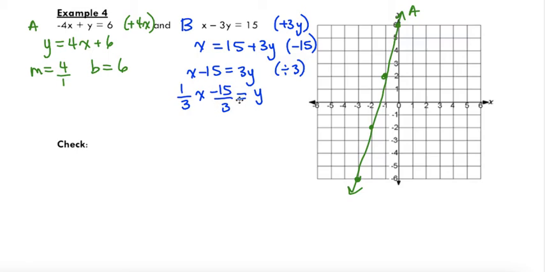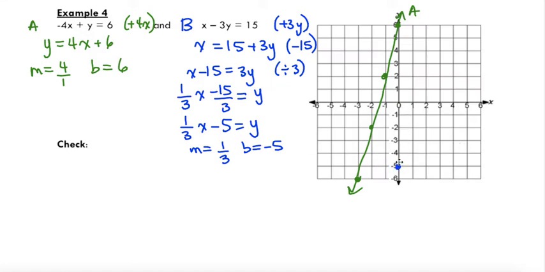Let's go ahead and simplify that second term on the left-hand side. So I have 1 over 3x. Negative 15 divided by 3 is negative 5, and that's equal to y. So my slope is 1 over 3, and my y-intercept is negative 5. So I'm going to start by plotting my y-intercept at negative 5.